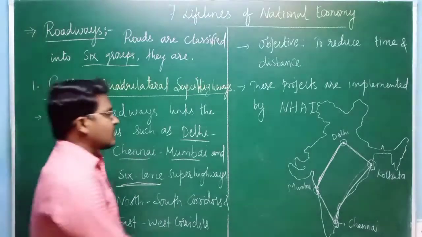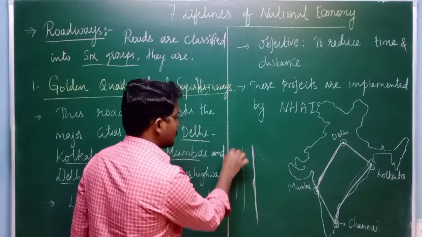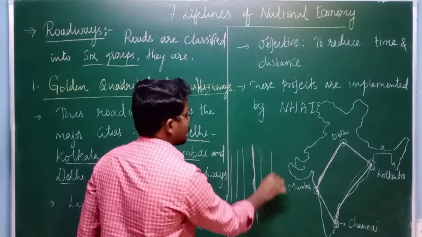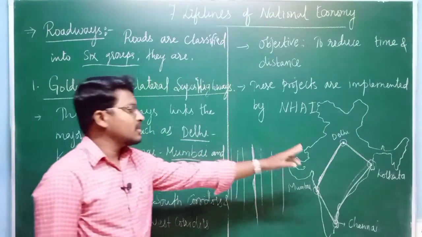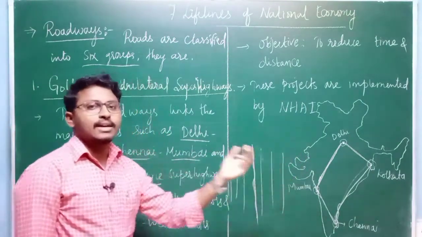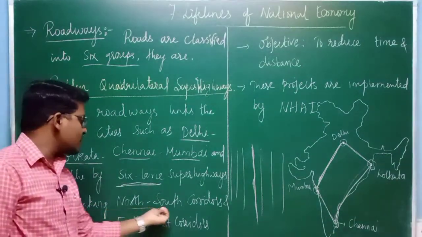That means on the road, with a divider, you can find 3 lanes on one side, 1, 2, 3, and 3 lanes on the other side. So it is a total 6-lane highway connecting Delhi, Mumbai, Chennai and Kolkata. The main aim of this project is also to link the north and south corridors.